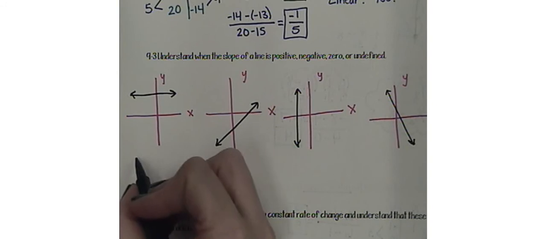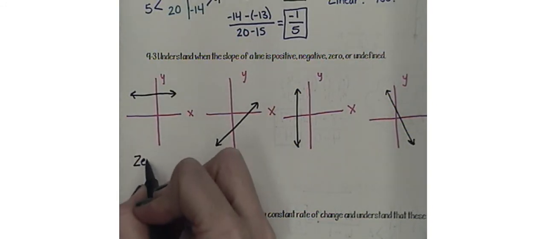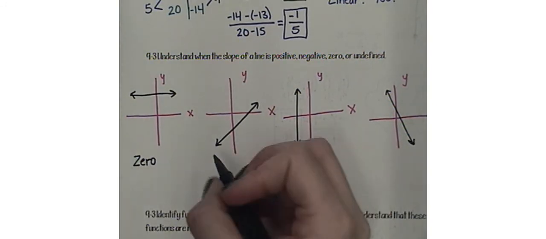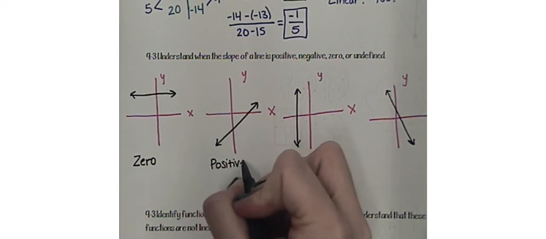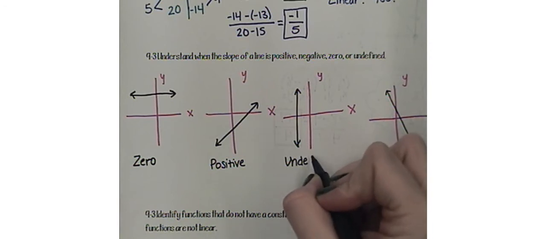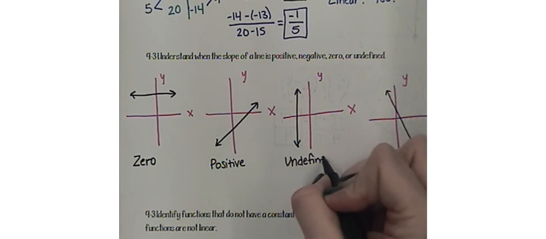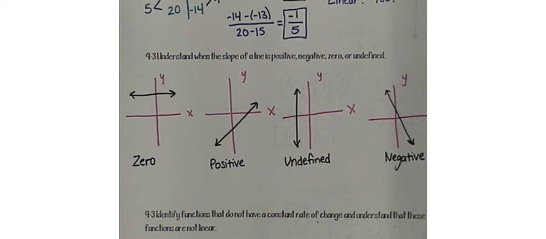So this graph is 0. This graph has a positive slope because it's going up or increasing. This graph is a vertical up and down line, so it's undefined. And this graph has a negative slope because it's decreasing. It's going down.